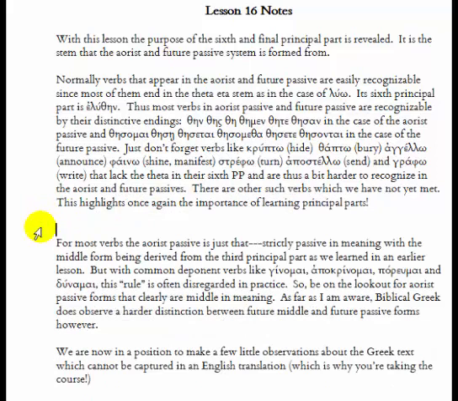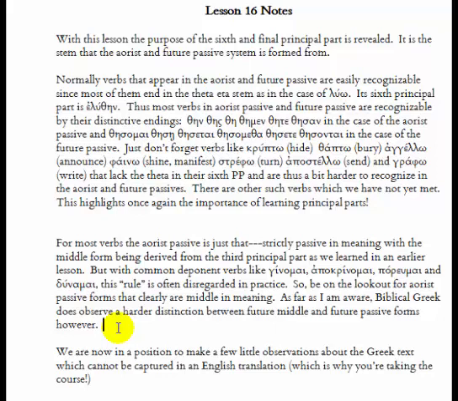Okay. Now, given that, we should note a couple of things in practice. The one thing I wanted to point out is that, strictly speaking, the sixth principal part is originally meant to be strictly passive. Now, I say that because, in fact, the New Testament writers break that rule all the time, and in fact, the classical writers did too. This is not really totally unique in that regard.